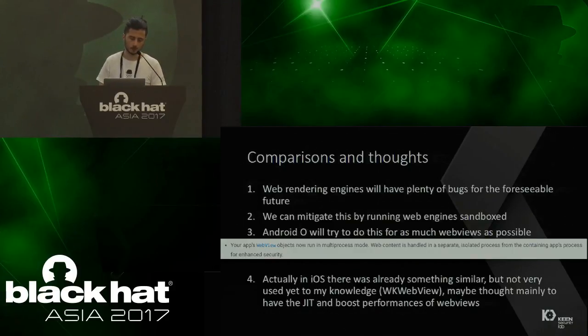So let's do some reasoning and comparison. Web rendering engines have bugs, and we cannot do a lot about them because of the complexity. But we can mitigate this by running everything more sandboxed. Android, for example, will do this as much as possible. Basically, every application that has a web view will run in multiprocess mode, which means that untrusted web content will be handled in a separate, isolated process.